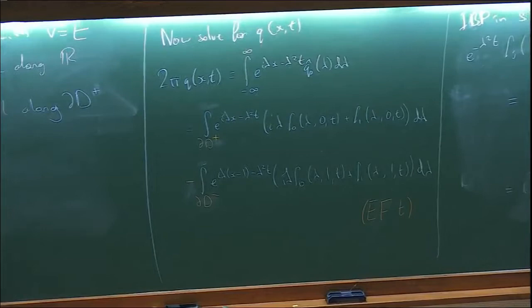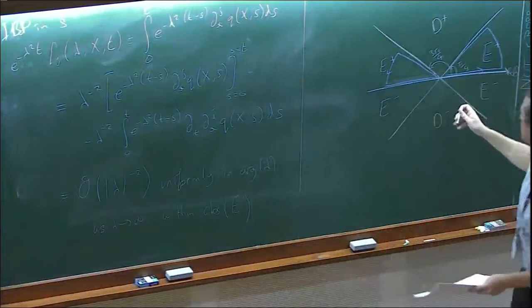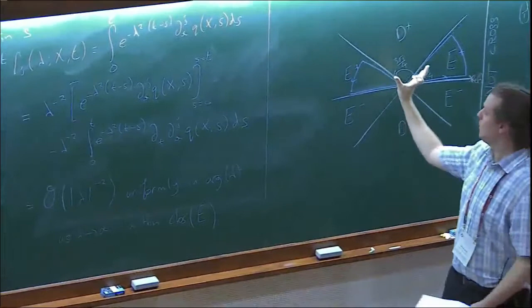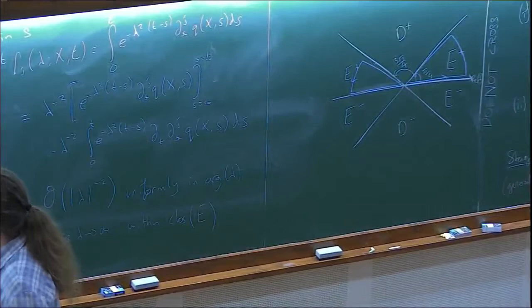We can extend this a little bit, because using exactly the same argument, we can make a contour deformation over D plus, right? So this time we're going to close our contour over D plus to nothing. What's the integrand that I want to do that with? Well, I want to replace these t's by any number bigger than t.